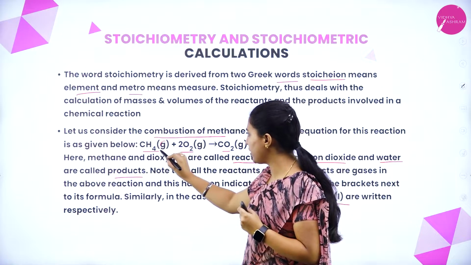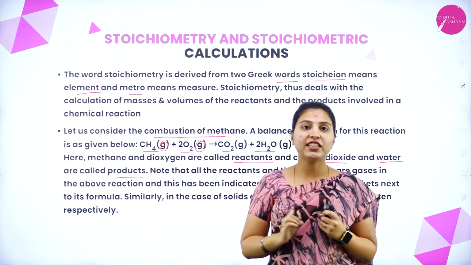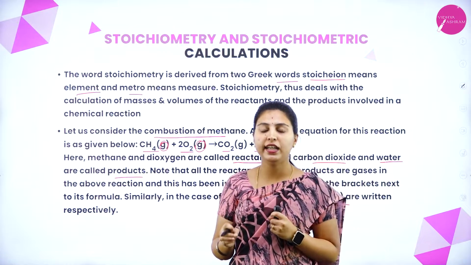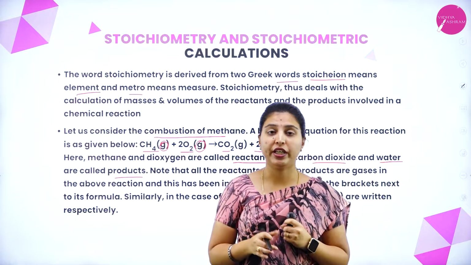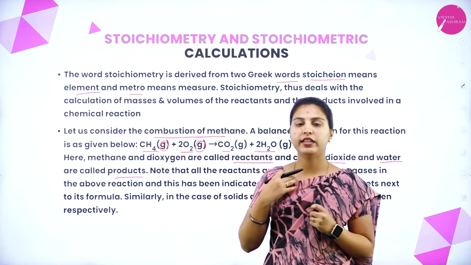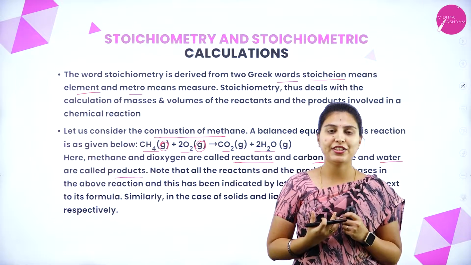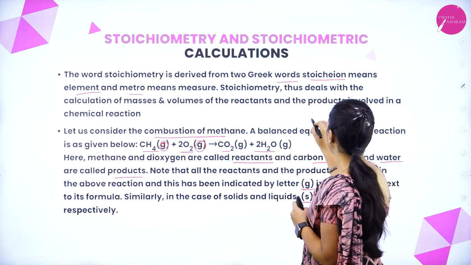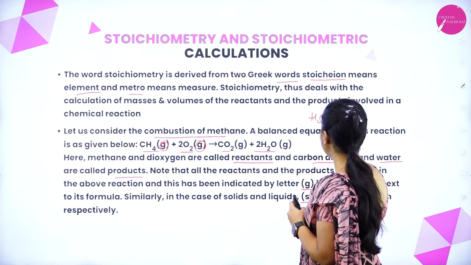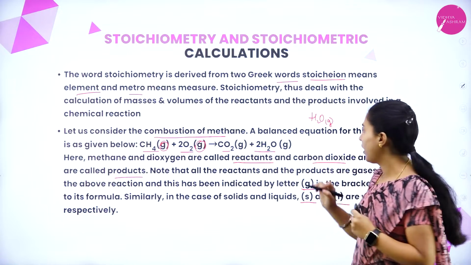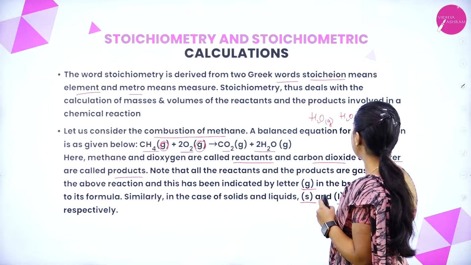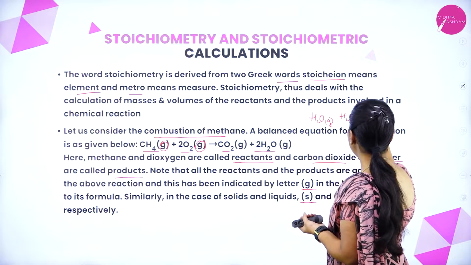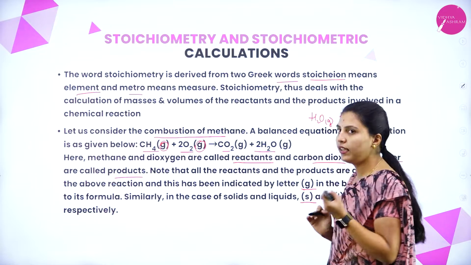Whatever you are seeing here as g, those are states of matter they are indicating. If it is g, that is gas. If it is s or l, that is solid and liquid respectively. Why are they writing this? When you read a chemical equation, you should know how the states of matter were given. If water is given as g, that will be known as steam. If water is written as l, that is liquid water. If water is given as s, that is ice.